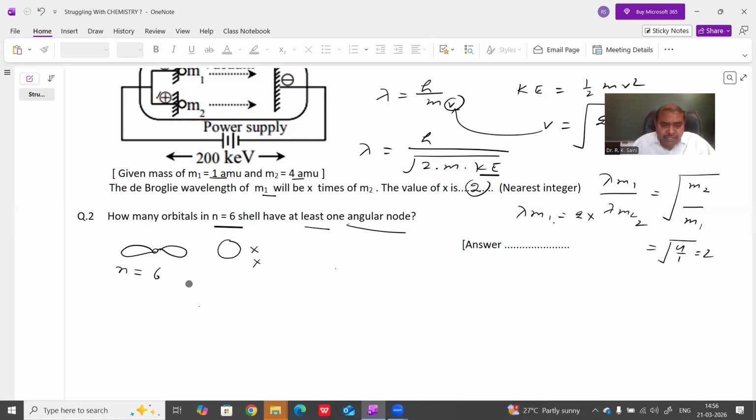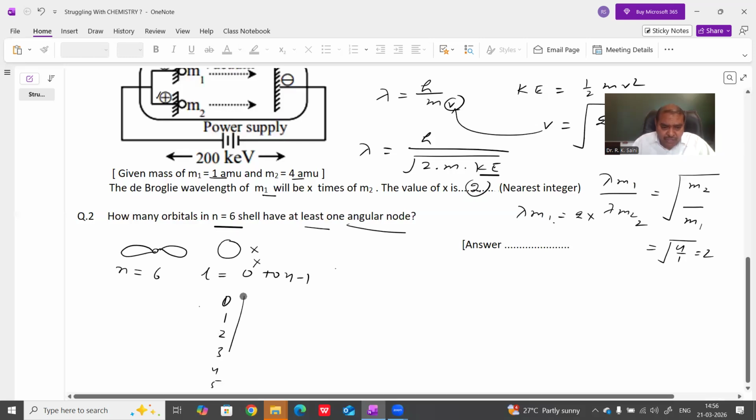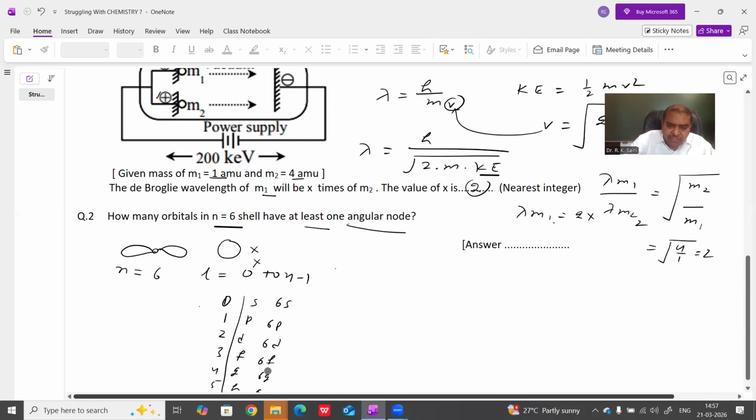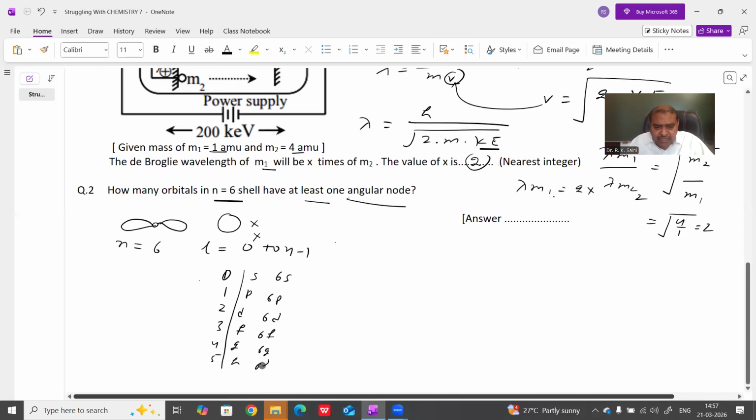If n equals 6, then the number of subshells, denoted by l, the value of l varies from 0 to n minus 1. Therefore, l equals 0, 1, 2, 3, 4, 5. The values of l 0 onwards are known as s, p, then d, f, g and h. And hence 6s, 6p, 6d, 6f, 6g and 6h subshells are there in the 6th shell.